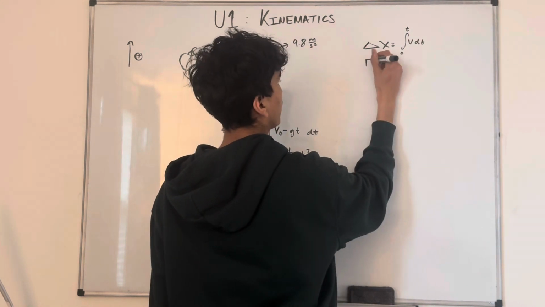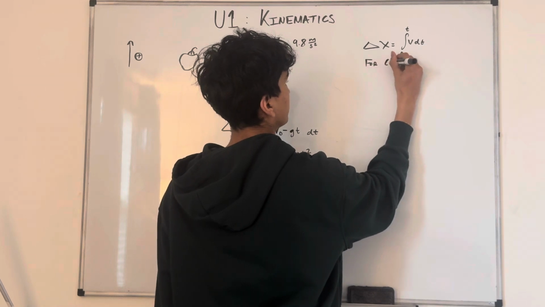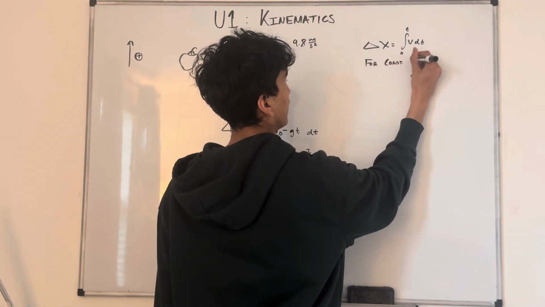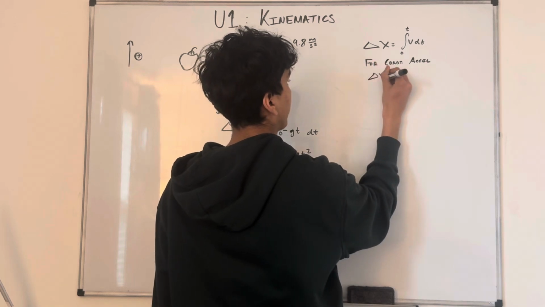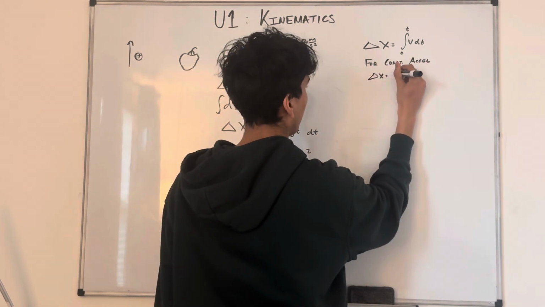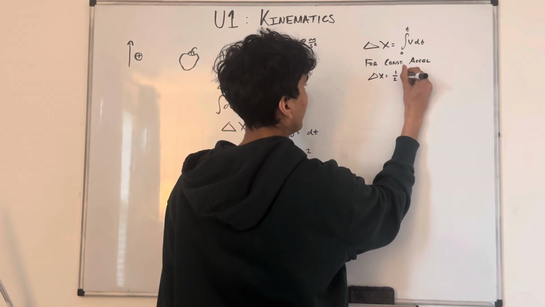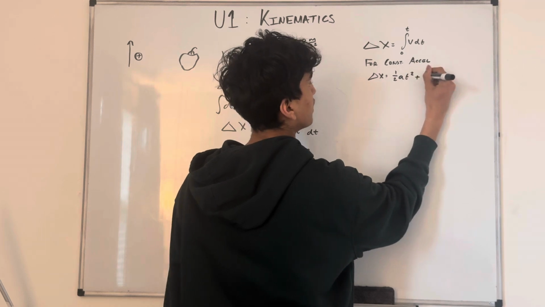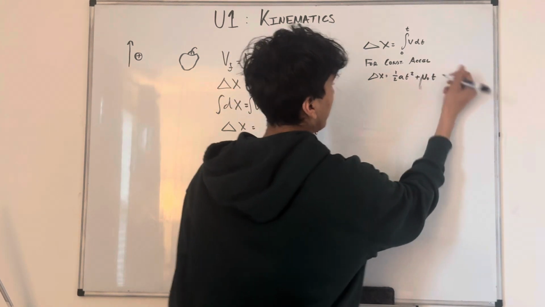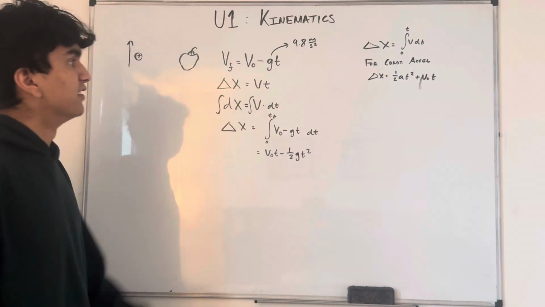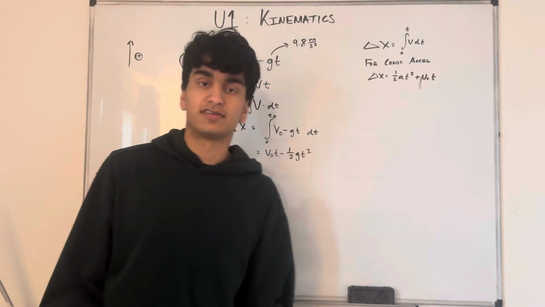And for constant acceleration, this will actually equal 1/2 at squared plus v naught times time. And the key idea is that this only really works for constant acceleration.